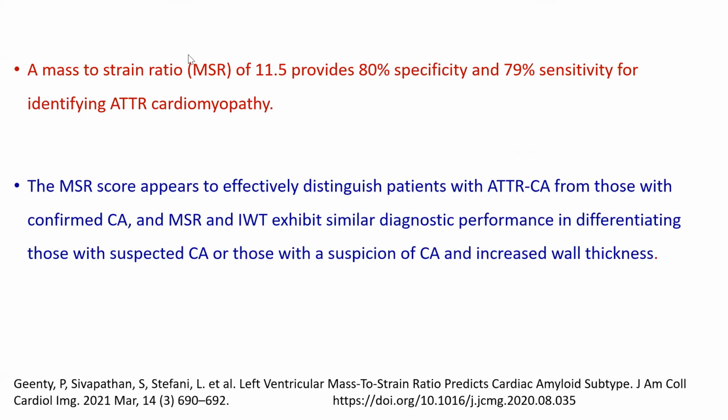A mass to strain ratio is good. A mass to strain ratio of 11.5 provides 83% specificity and 79% sensitivity for identifying ATTR cardiomyopathy.